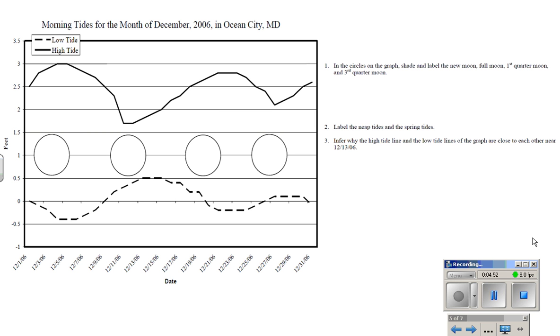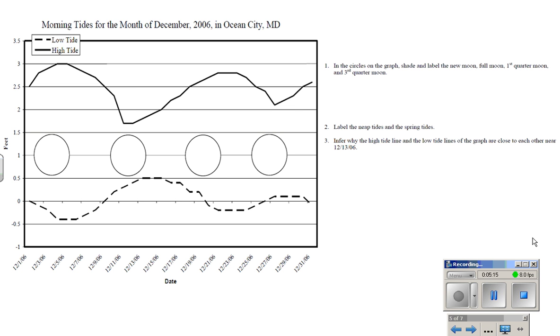Now, when you look at the lines, compare how they're both changing. As one goes up, the other goes down. Now, in the middle, there are four circles. These four circles are actually going to help us think about what the moon would look like.